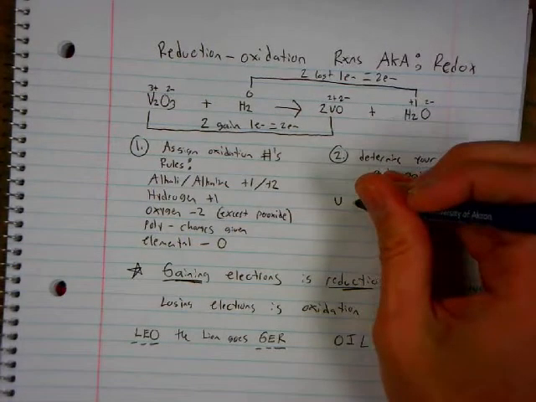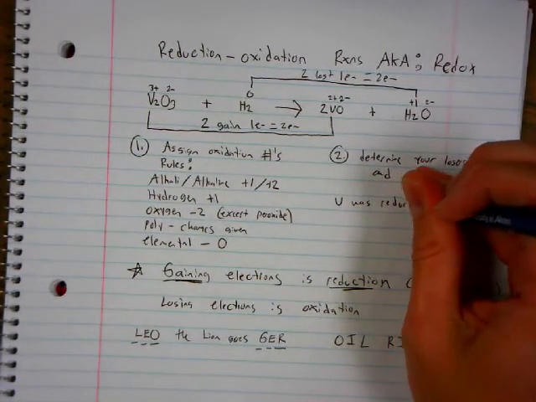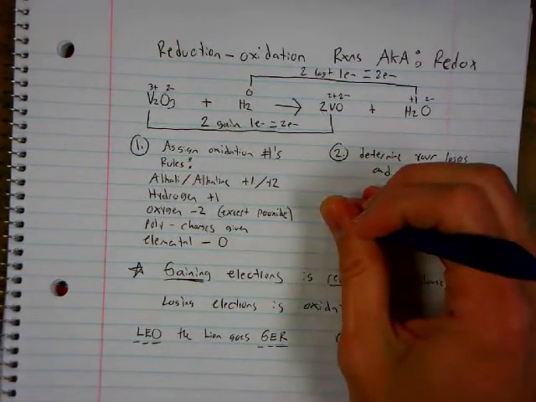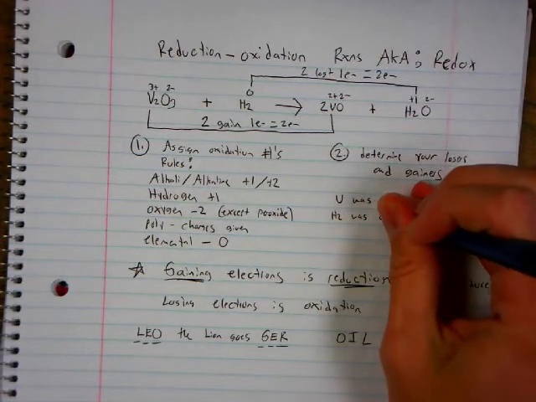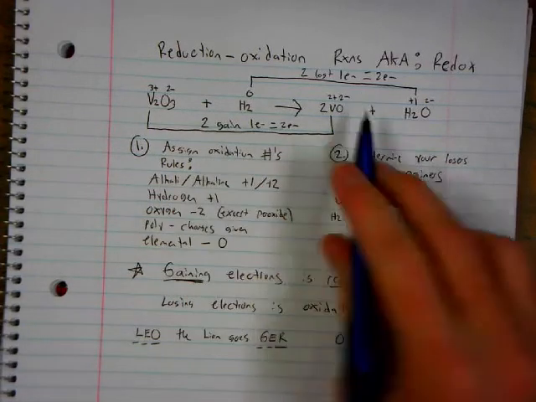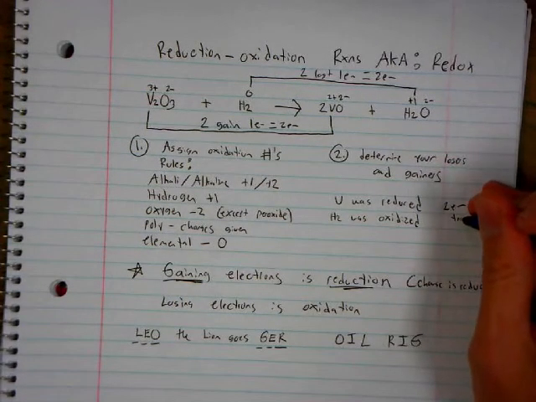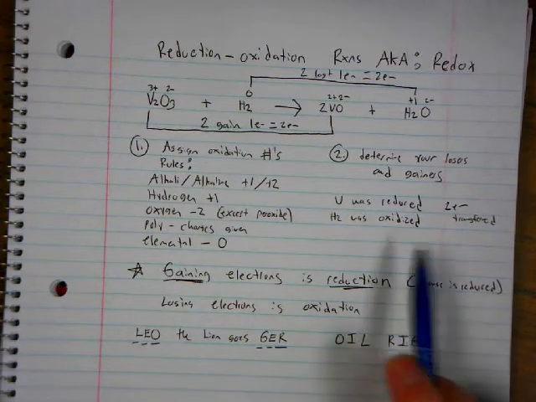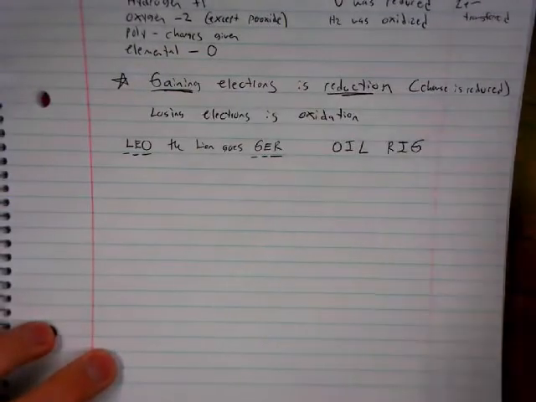So what was reduced? V was reduced. And what was oxidized? H2 was oxidized. And how many total electrons were transferred? Not 4. I gained 2 and I lost 2. So 2 electrons were transferred. So that is a very, very basic example. Let's do it a little bit more complicated.